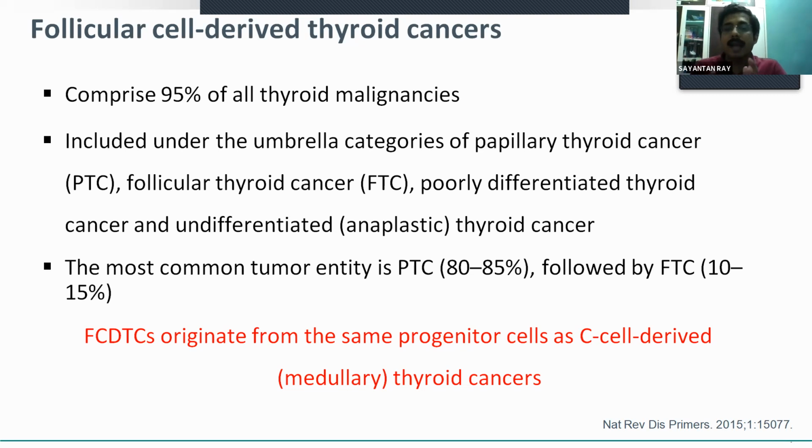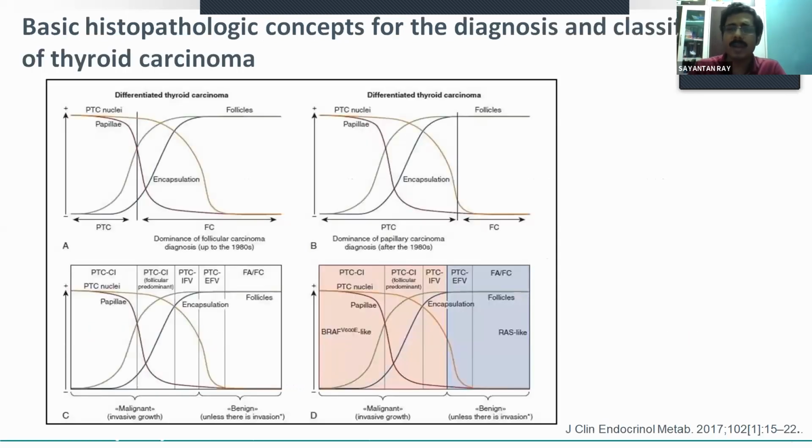Now, follicular cell-derived thyroid cancers originate from the same progenitor cells as C-cell-derived medullary thyroid cancers. But these follicular cell-derived cancers differ in the molecular profile, pathophysiology, biological behavior, morphology, and clinical presentation. Now, we will spend a couple of minutes on this slide. This elegant illustration has been taken from a paper published in JCEM in the year 2017.